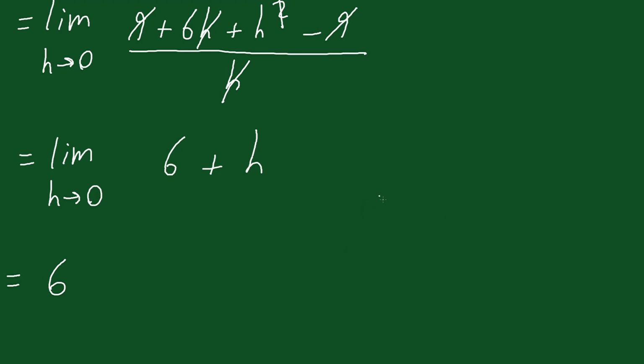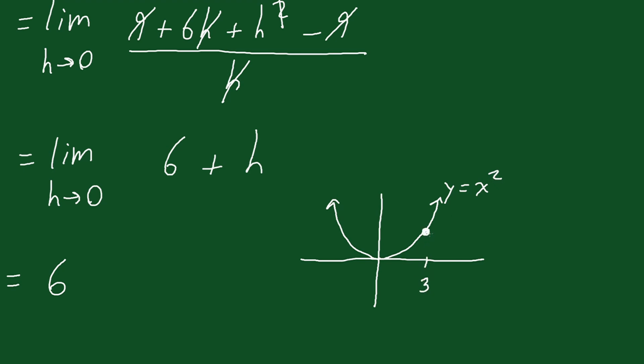In other words, if you have a graph like this, nice little parabola, this is y equals x squared, at a value of 3, if you draw a tangent line to the curve, so a straight line like this, and you take the slope of that line by doing rise over run, the slope you get should be equal to 6 exactly. And that's not an approximation, that's the exact value.